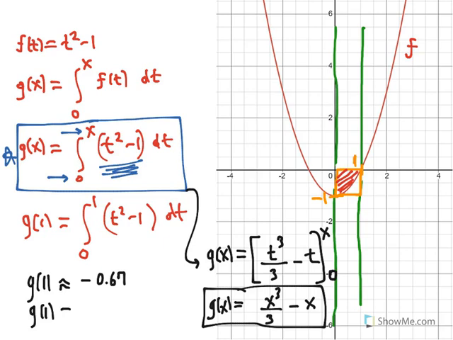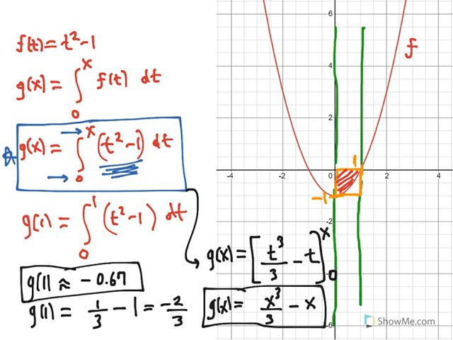So g of 1 is equal to 1 cubed, which is 1, over 3, minus 1. 1/3 minus 3/3 is -2/3, which is, of course, what we had estimated using just the graph of f.